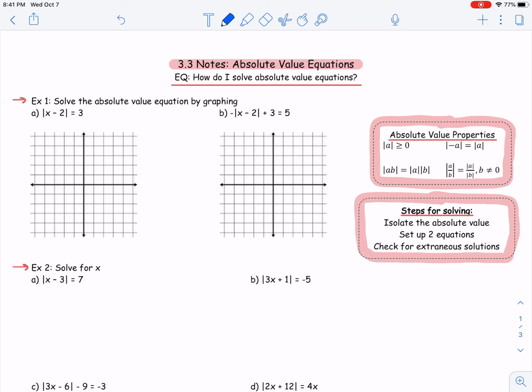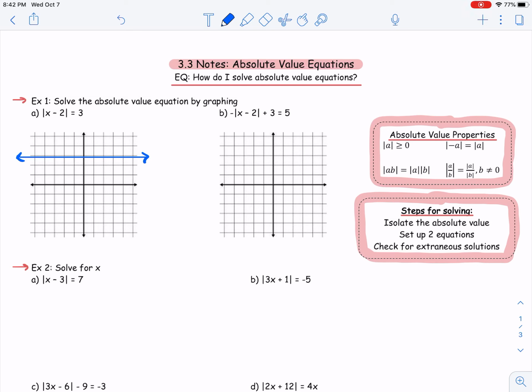So in part A, we see the absolute value of x minus 2 is equal to 3. So you need to think of both sides of this equation as two graphs. So we really have y is equal to absolute value of x minus 2 and y is equal to 3. Well, y is equal to 3 is going to be a horizontal line going through that value of 3, okay?